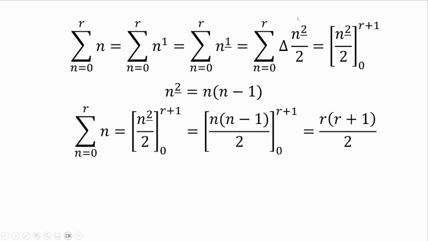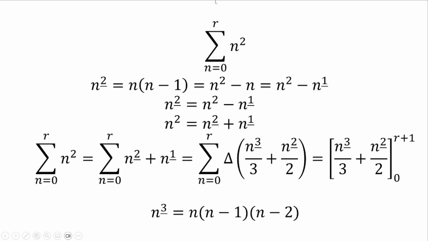By computing it as this term, we can use the formula we derived here to write the summation as n to the falling 2 divided by 2 evaluated at r plus 1 and 0. We know that n to the falling 2 is equal to n multiplied by n minus 1, so it is n times (n minus 1) over 2, evaluated at r plus 1 and 0. We will get r multiplied by r plus 1 divided by 2, which is the formula we have derived from discrete calculus.